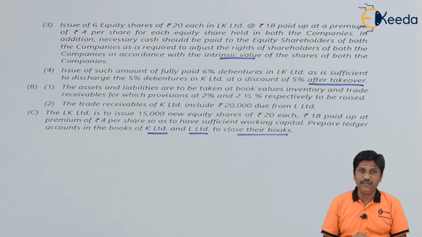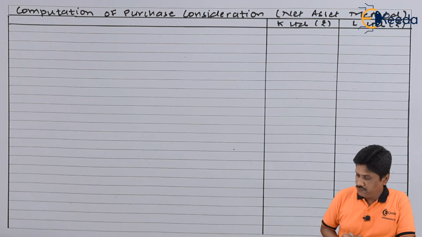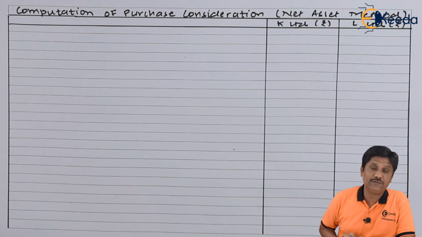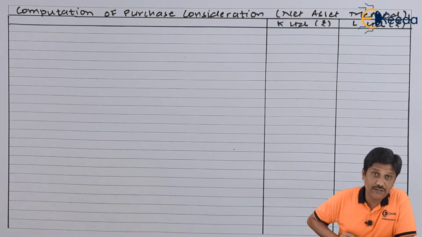So let us start by beginning with preparation of purchase consideration, which is very important in this topic. Friends, we are ready with this format for calculation of PC as per net asset. PC as per net asset is nothing but the intrinsic value of the vendor companies, that is assets minus liabilities. So firstly I need to write down the aggregate values of assets taken over.